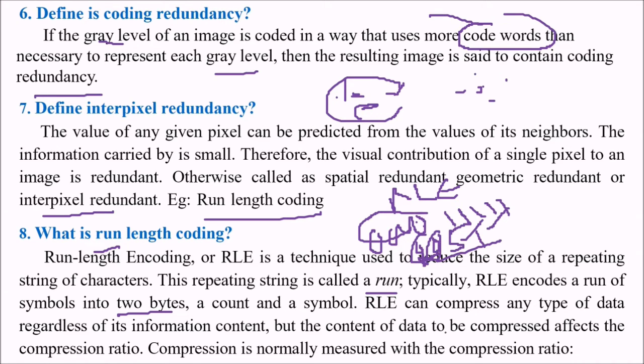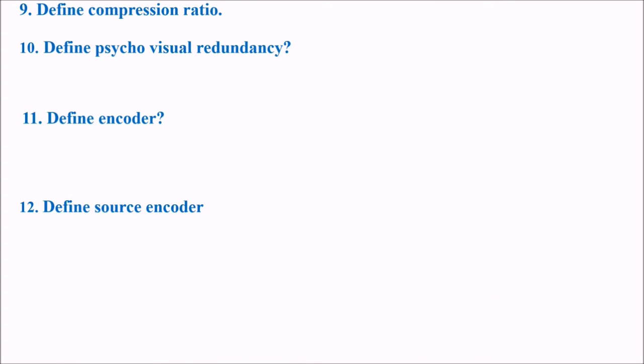So RLE can compress any type of data regardless of its information content. But the content of the data to be compressed affects the compression ratio. Compression is normally measured with the compression ratio. Define compression ratio. Compression ratio is nothing but the original size divided by the compressed size.